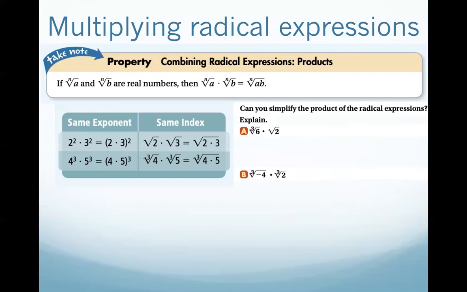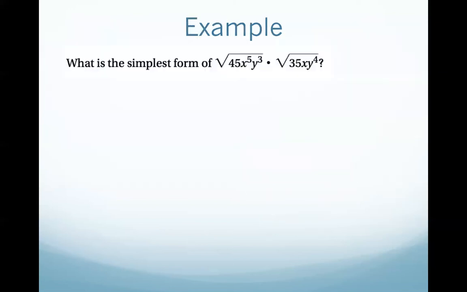I'm going to have you try a couple after I show you one more example. So what is the simplest form of, here we have two radicals multiplied together. And the first thing I'm going to check is that they have the same index for both radicals. Each radical has the same index. And so my indices are both 2, so I can simplify this. So I'm going to say 45 is 9 times 5. 9 is 3 times 3. I'm going to simplify and combine at the same time.